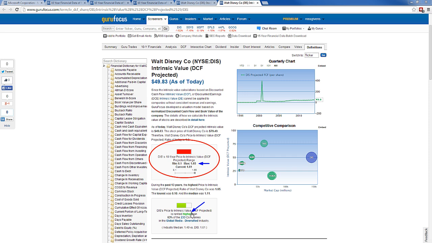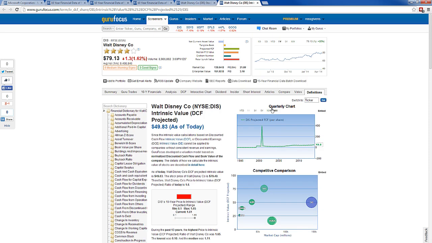Based on the industry, it's ranked a little bit above average, 63%. It's above 63% of the companies out there. Not showing a huge discount, projected free cash flow wise, right?